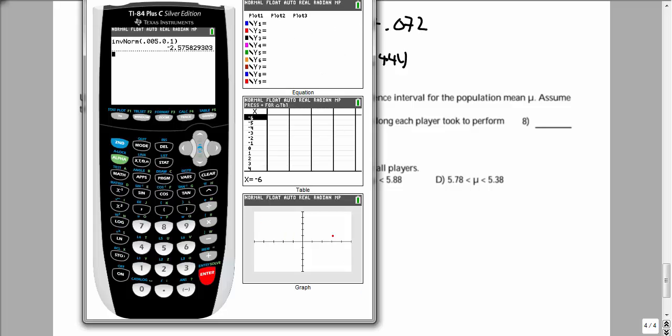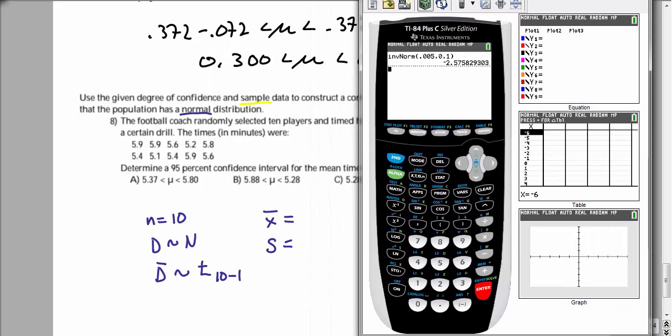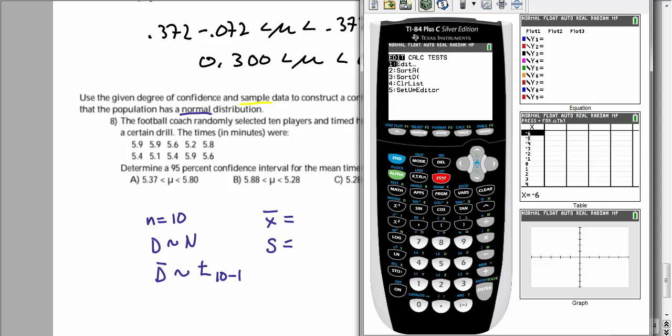Now it's been a while since we've used our stats menu, so let's go ahead and review that. So stats, edit. Now I already have data in L1, so I'm going to scroll up and hit clear and enter. And then go ahead and enter my new data. So I'm going to just go ahead and enter this very fast. Make sure you don't make any mistakes, because if you do, they're going to throw off your X bar and your S, and then your final answers may not match any of the given options.